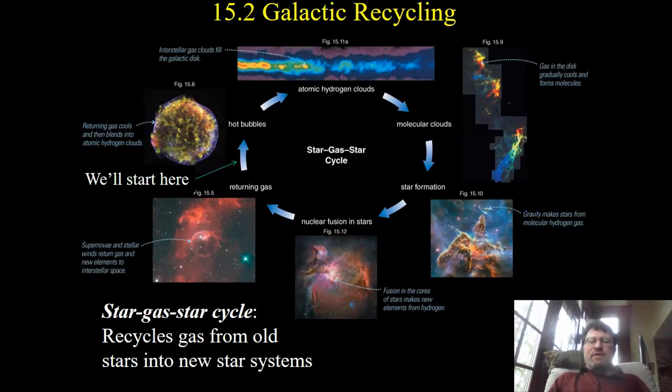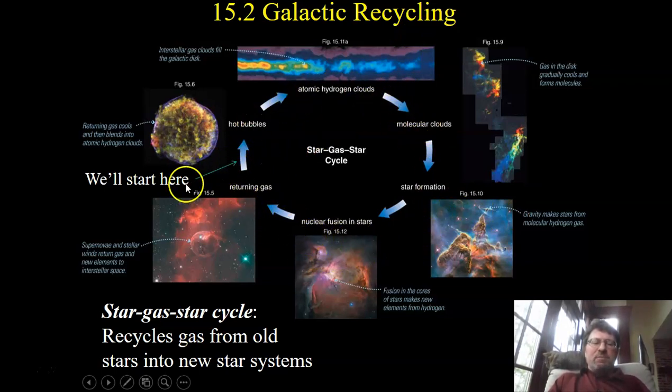Here in chapter 15, we're going to now discuss galactic recycling. And so the idea here is that you have generations of stars that live and then die and then give their gases back to the surroundings, and then you have another generation and another generation and another generation. And so this figure here from chapter 15 shows the cycle that we're talking about.